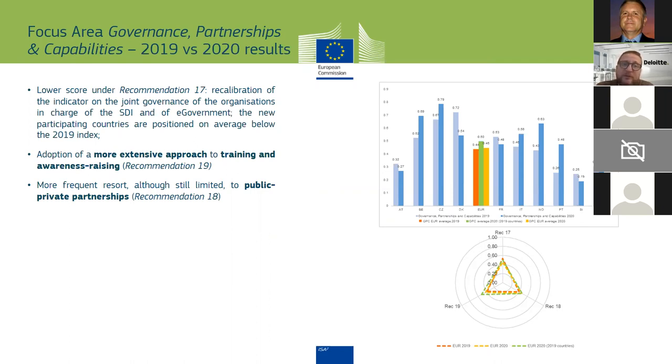Under recommendation 17 specifically, there has been a lower score. This is due to the recalibration of the indicator on the joint governance of the organizations in charge of the SDI and of e-government, which now presents a more accurate state of play.